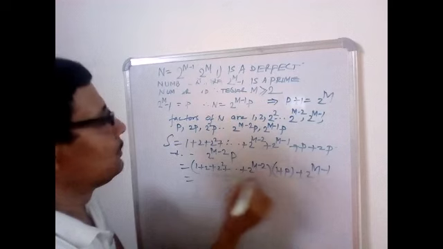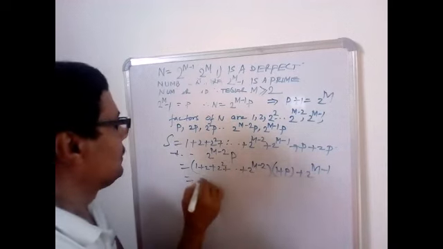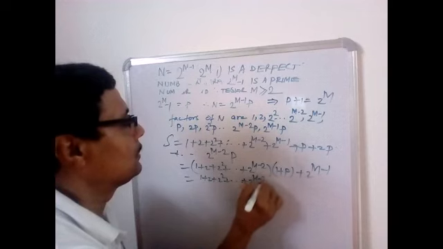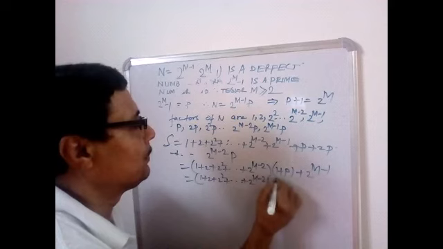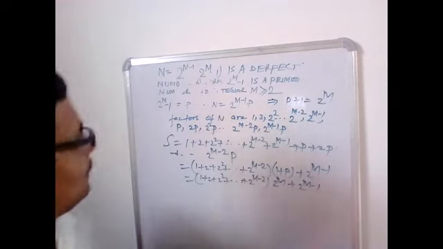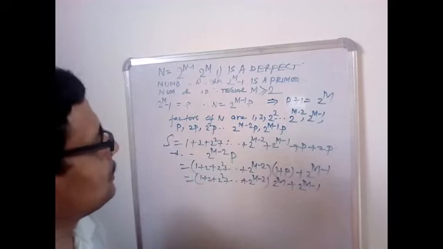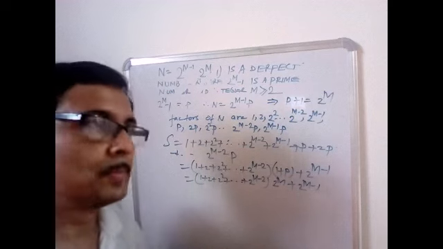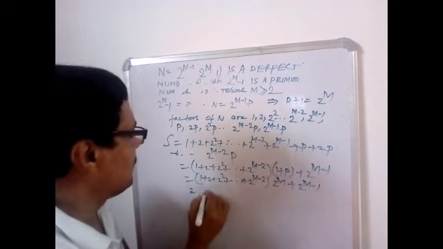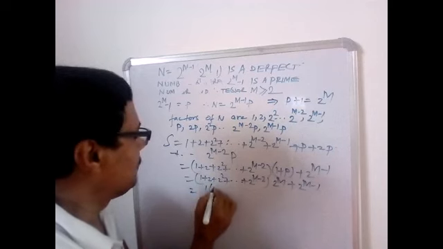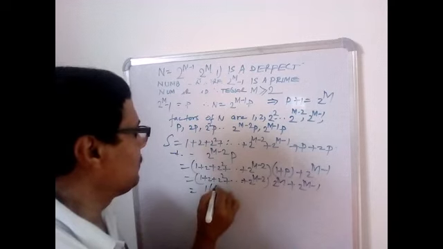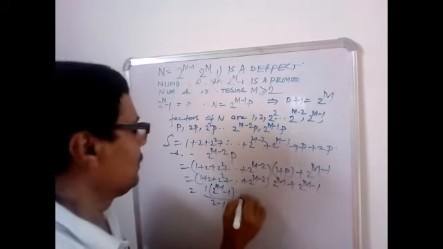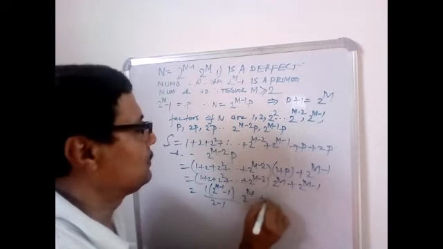Here we can put it in the place of 1 plus p, that is 1 plus 2 plus 2 square plus dot dot 2 to the power m minus 2, into 2 to the power m, plus 2 to the power m minus 1. Here 1 plus 2 plus 2 square dot dot 2 to the power m minus 2 is a finite geometric series. We have already known the summation of a finite geometric series. The summation is first term into common ratio to the power number of terms minus 1, by common ratio minus 1. Common ratio is 2, number of terms is m minus 1, so 2 to the power m minus 1 minus 1 by 2 minus 1, into 2 to the power m plus 2 to the power m minus 1.